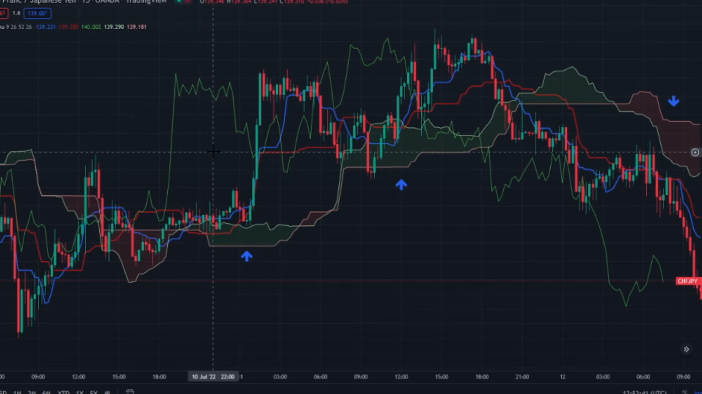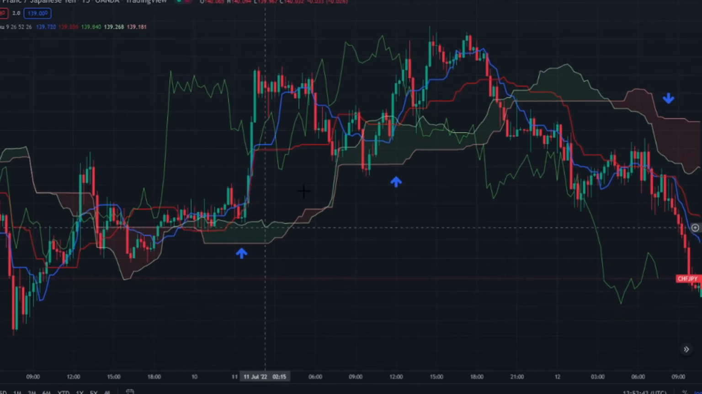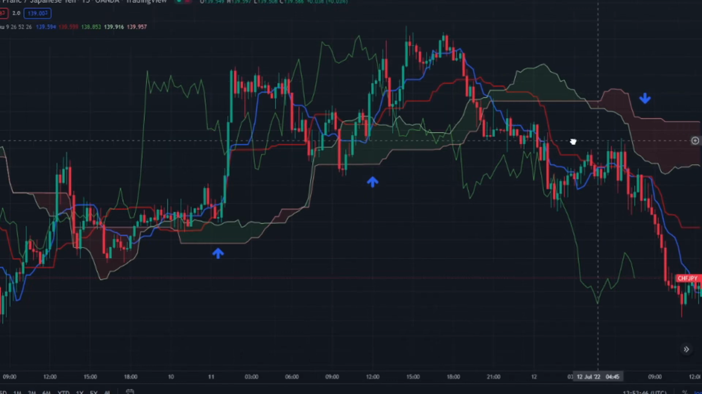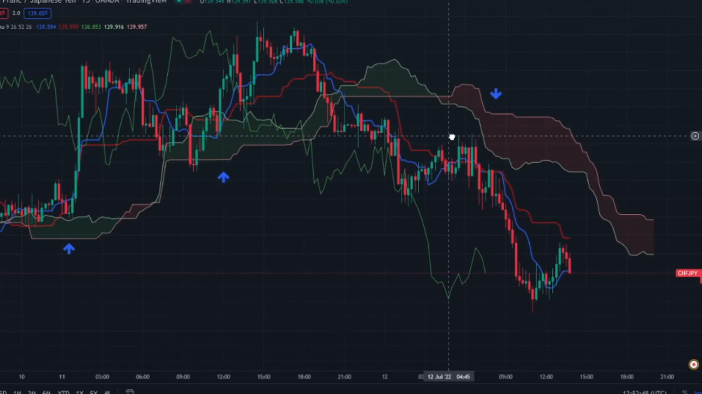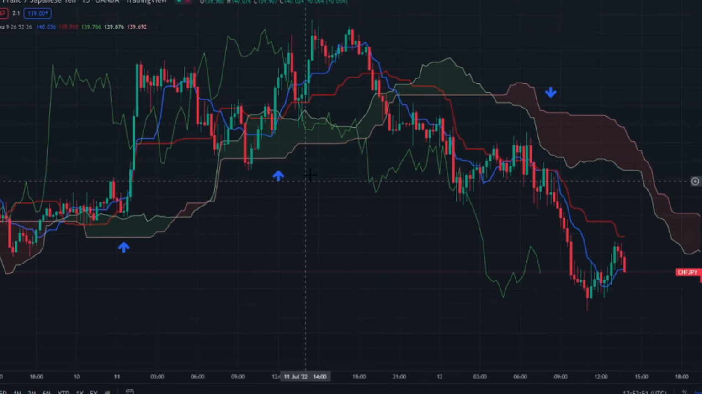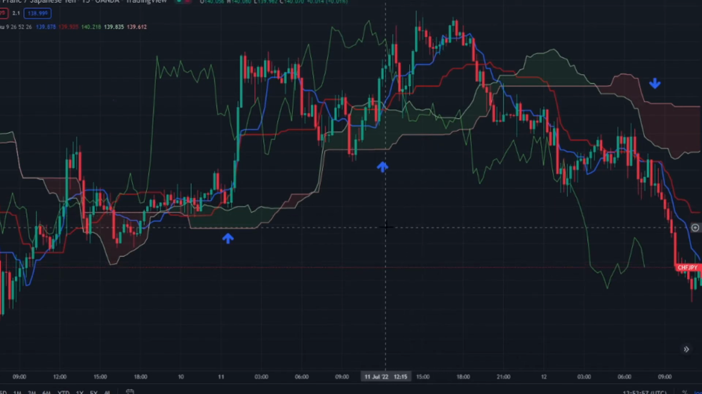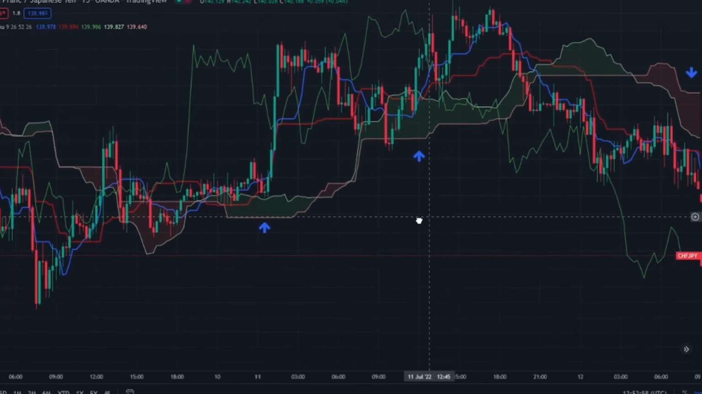The cloud, which is called the Ichimoku cloud, also shows us the trend. It also has another use, support and resistance. In places where the cloud is thin, support and resistance are weak, and they are strong in places where it is thick.